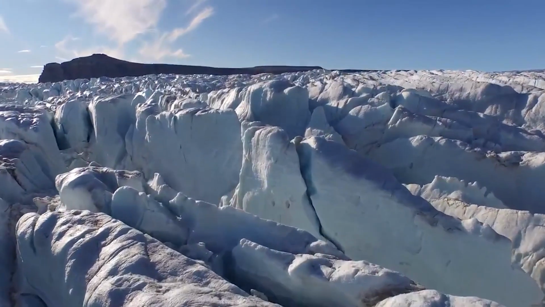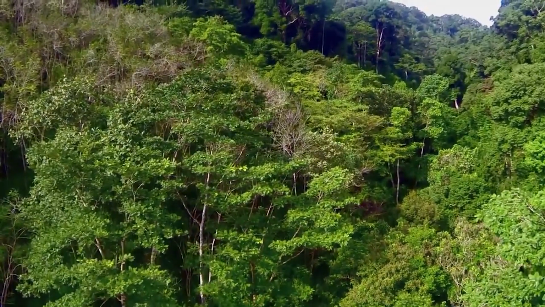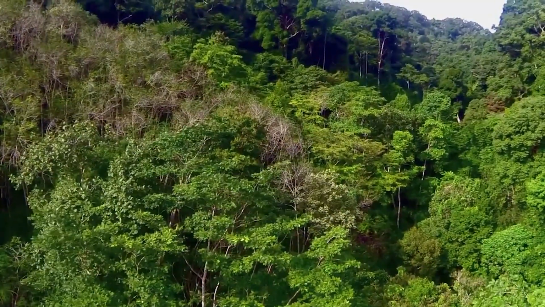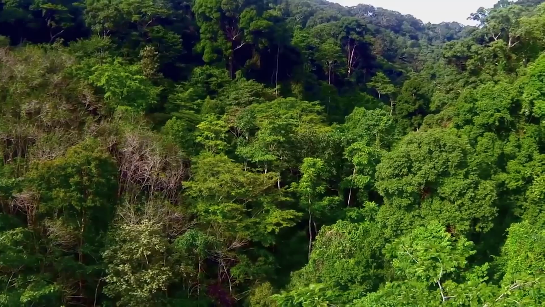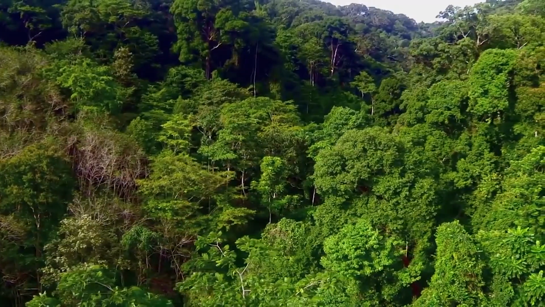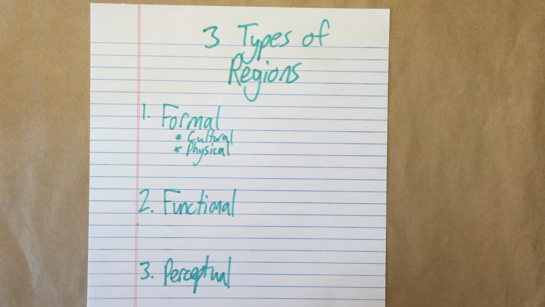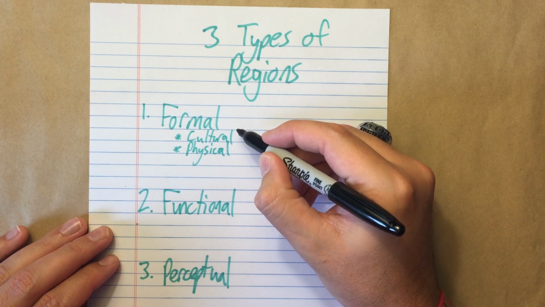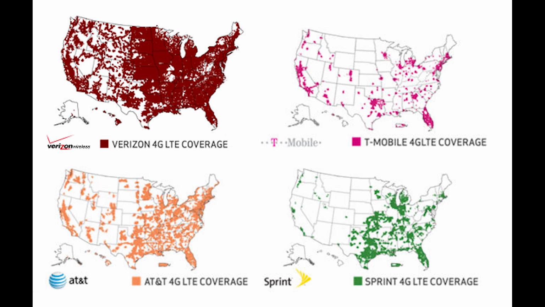The Amazon River Basin and rainforest is our last formal physical area we'll be looking at with this region. Notice that this entire area that spans many countries has dense, lush vegetation, canopies, right? Lots of trees. And therefore, they share the features that make them a physical, formal region. Now with that, you understand formal, both cultural and physical regions, and we'll be looking at functional regions next.